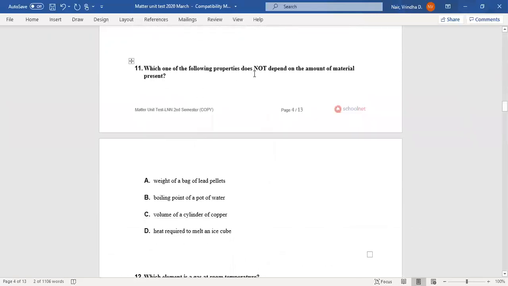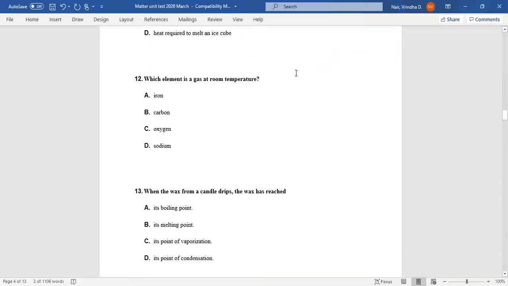Which of the following properties does not depend on the amount of the material present? The weight of a bag of lead pellets, the boiling point of water in a pot of water, the volume of a cylinder of copper, the heat required to melt an ice cube. Which element is a gas at room temperature? Is it iron, carbon, oxygen, or sodium?